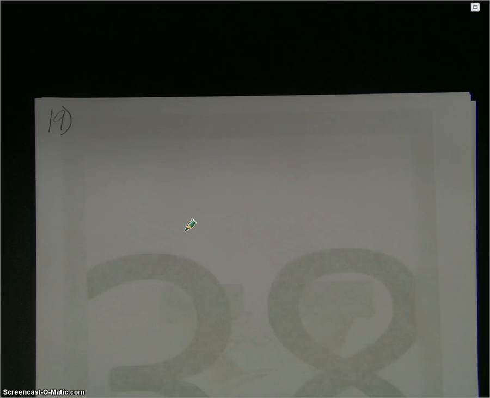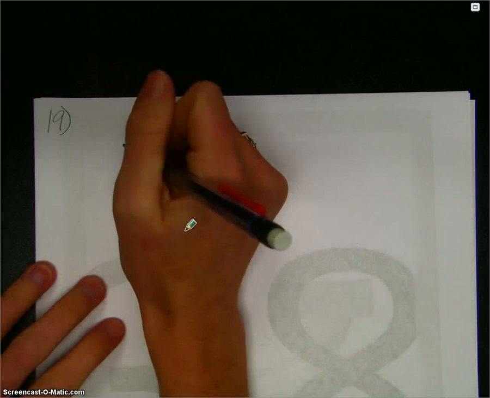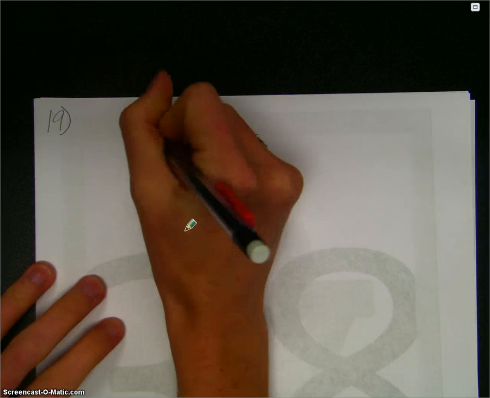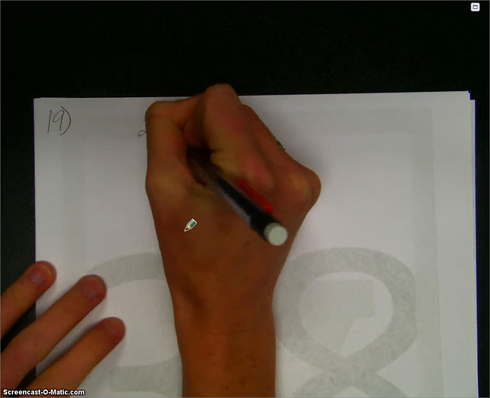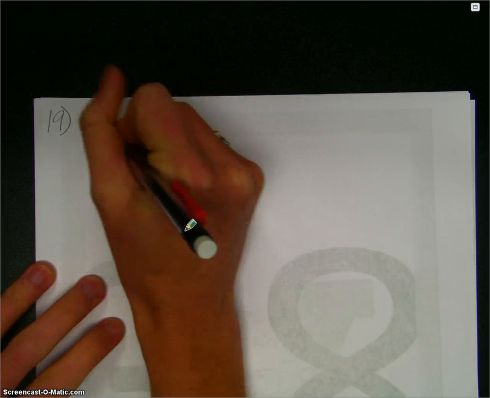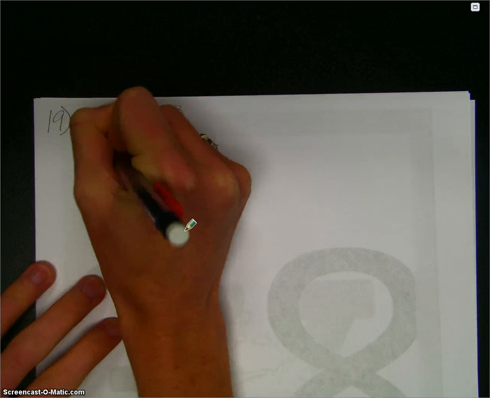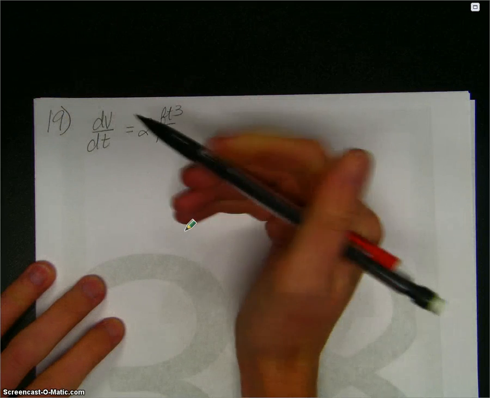Okay, on number 19, we are going to be working with a related rates problem with a cone. The first piece of information they've given me is that the water is running out at 2 cubic feet per minute. Let's write that down real quick. Remember that when we talk about cubic feet, that means we're talking about volume, and on the bottom, we're talking about time. So what we have here is the rate of the volume in a certain amount of time.